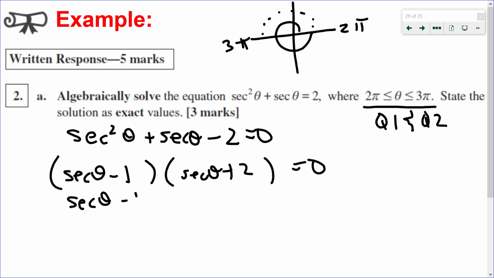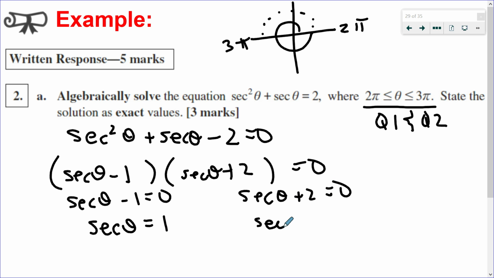Secant theta minus 1 equals 0. Add 1 to both sides equals 1. And then here, secant theta plus 2 equals 0. So secant theta equals negative 2, subtracting 2 from both sides. Okay, so instead of working with secant, let's work with its reciprocal trig function.